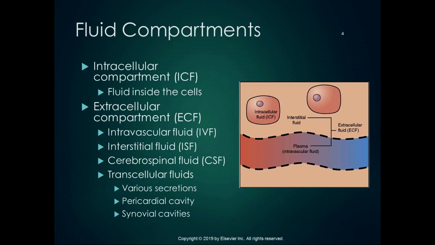The extracellular compartment contains extracellular fluid, or ECF. Extracellular fluid includes intravascular fluid, or IVF, interstitial fluid, which is the fluid between the cells, or ISF, and cerebrospinal fluid, or CSF, which we'll talk about a considerable amount in neuro next winter. And then there are what we call transcellular fluids, which are fluids present in various secretions, fluid in the pericardial cavity or the synovial cavities of the joints.